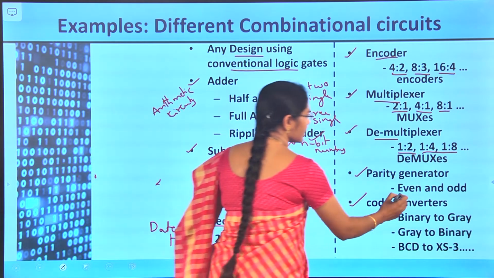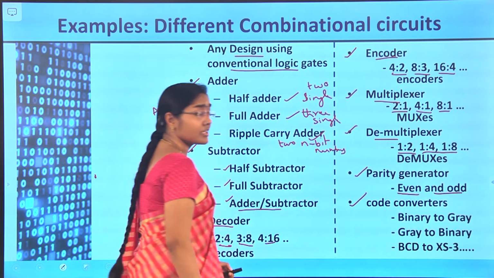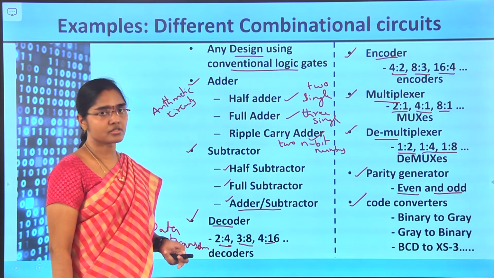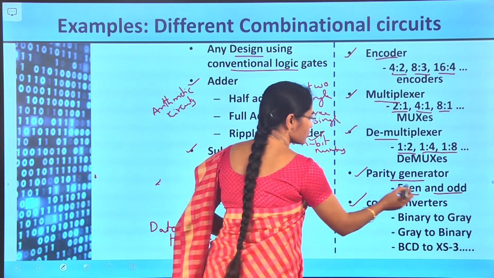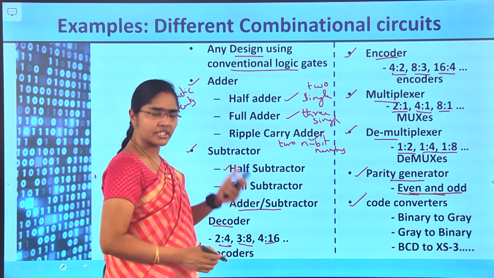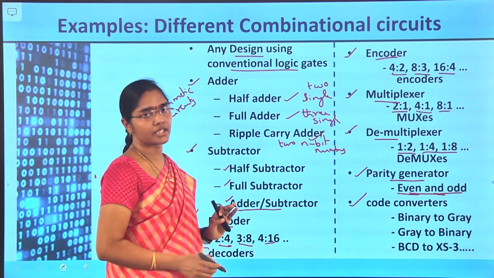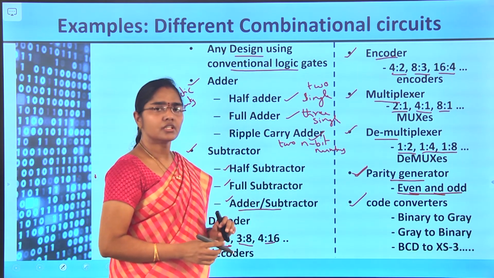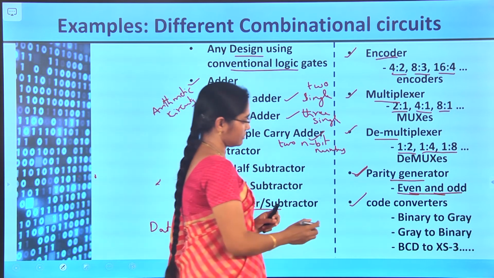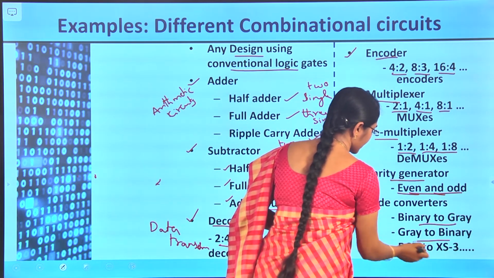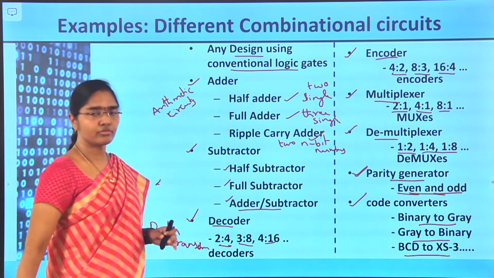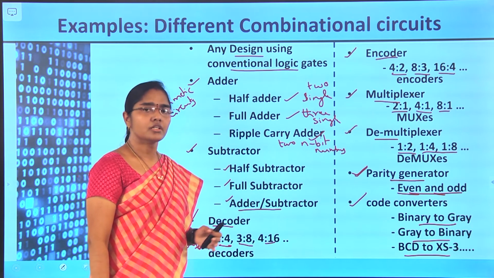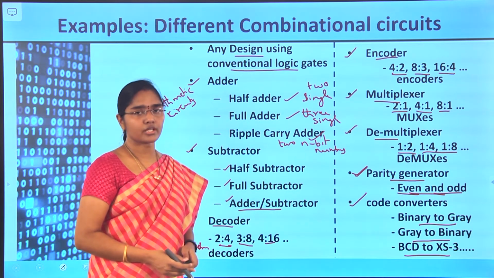Parity generators are useful in the data transmission part for error controlling purposes. So, parity generators are used for error detecting and correcting. So, we are going to study the parity generator circuit. Then code converter circuits are also there in our syllabus. We are going to study some types like binary to gray, gray to binary, BCD to XS3 and so on, some different types of code converters.